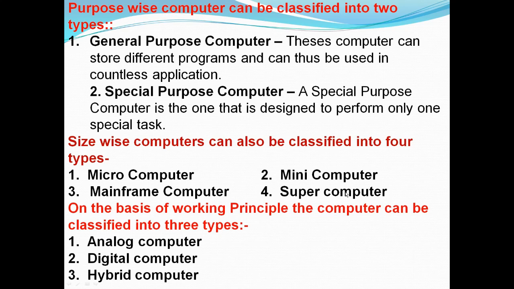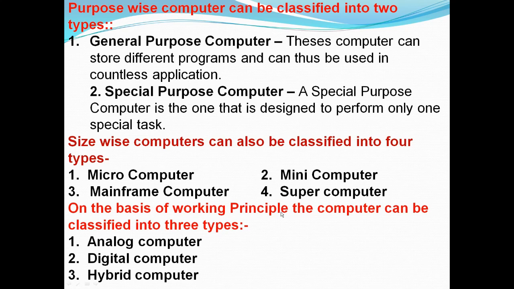Third, size-wise computers can also be divided into 4 types: microcomputer, mini computer, mainframe computer, and supercomputer. Microcomputer size is very small. The mini computer size is greater than microcomputer, and its speed is also greater. The size of mainframe computer is greater than mini computer, and supercomputer is very large in size. There are 2 Indian supercomputers, Anurag and Param.